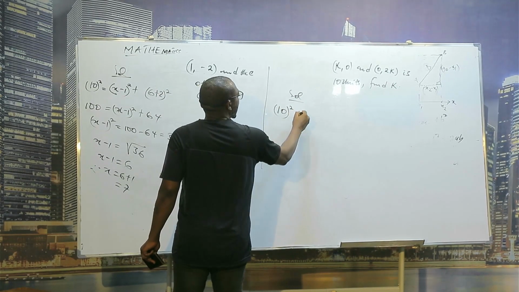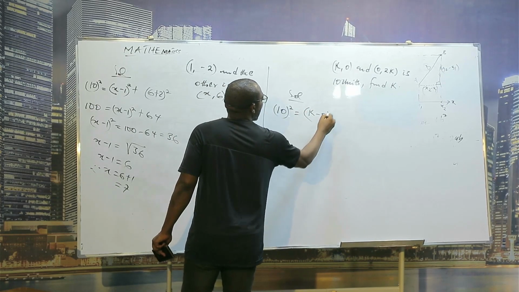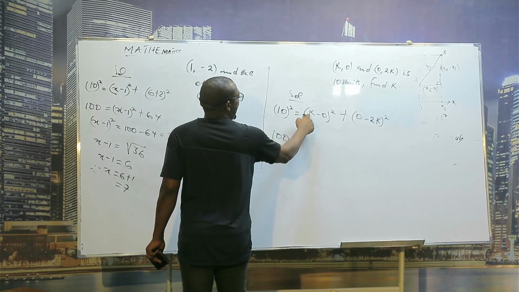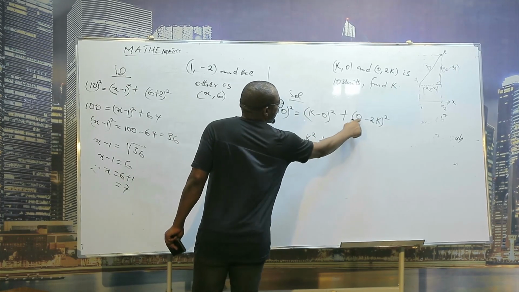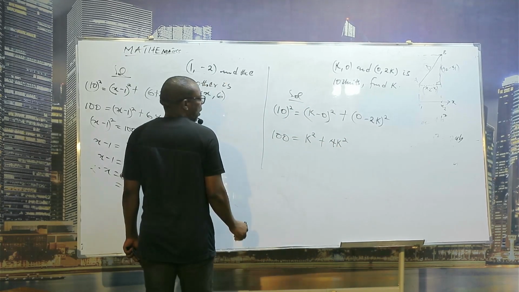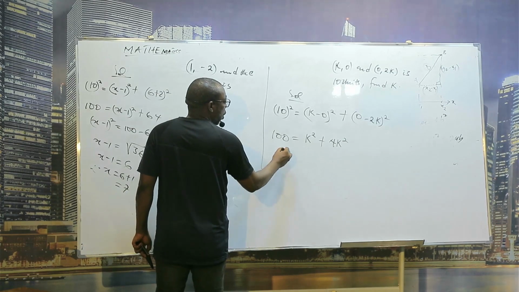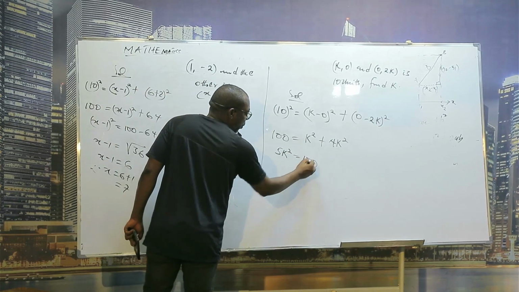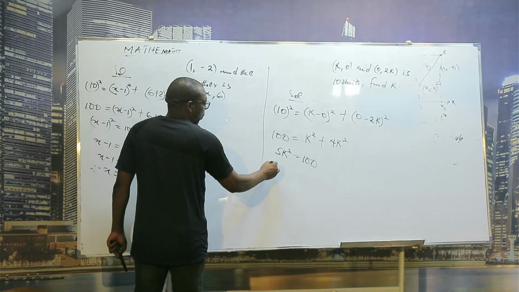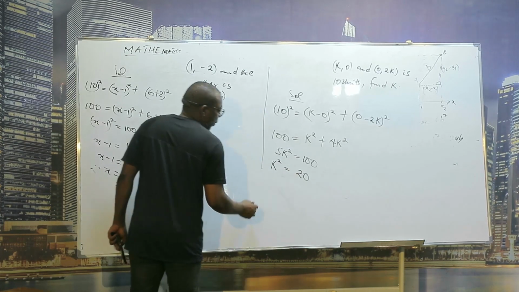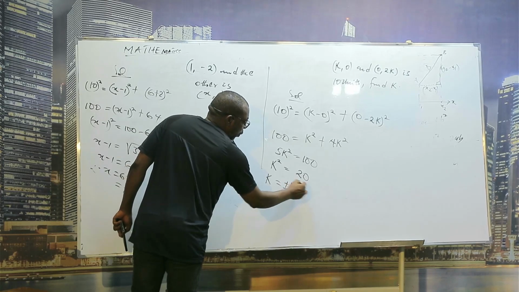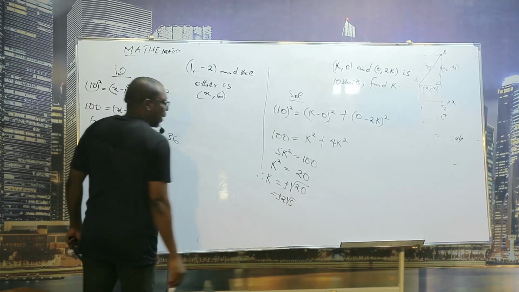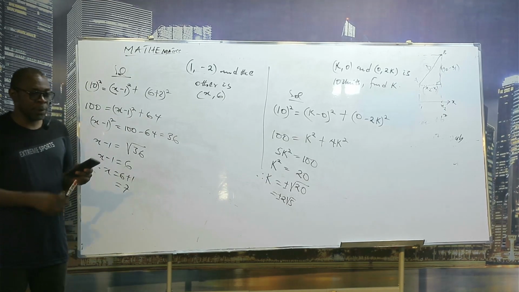Distance is 10, all squared. K minus 0, plus 0 minus 2k, all squared. K minus 0 is k, which is k squared. This is 4k squared. Good. Which is 5k squared, since 1 k squared plus 4 k squared gives you 5. Can 5 cancel 5 here? So k squared gives you 20. So k will give us plus or minus the square root of 20, which is plus or minus 2 root 5. You know why it is 2 root 5? Is it making sense?